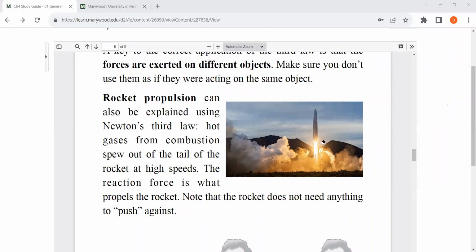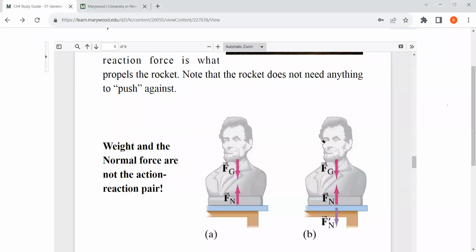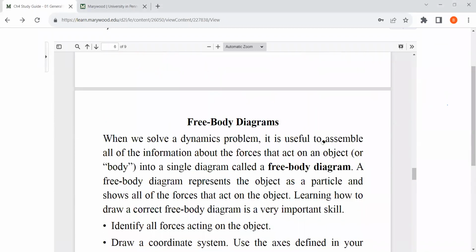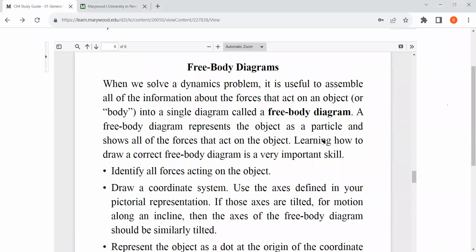All right, so the next thing is free body diagram. It's very important. Free body diagram is very important when you solve a dynamics problem, I mean a problem related to force. It's very useful to first draw a free body diagram and then solve the problem. If you first draw the free body diagram and then solve the problem, it will be easier.